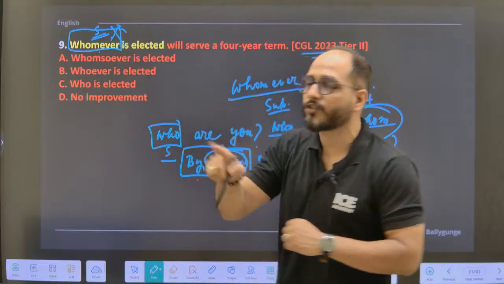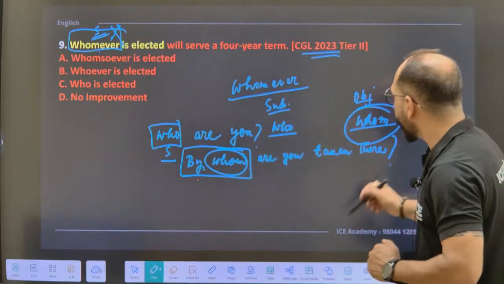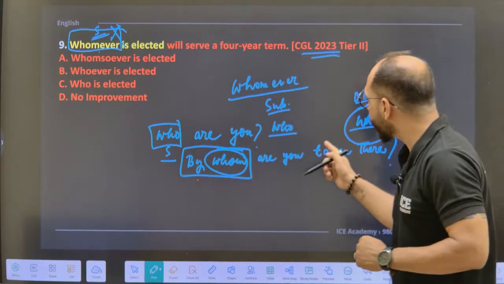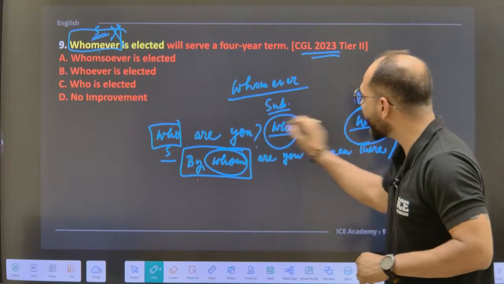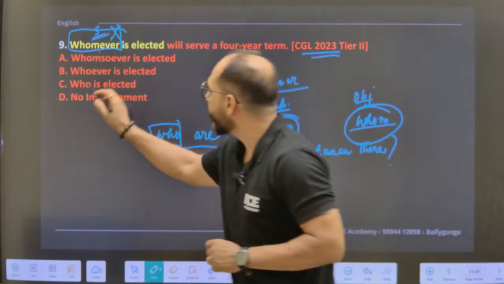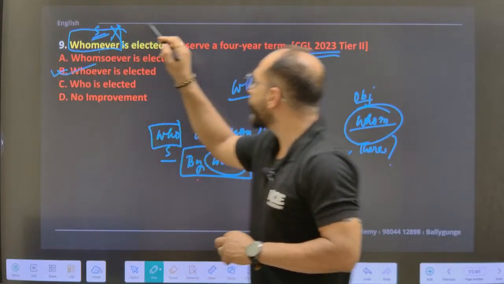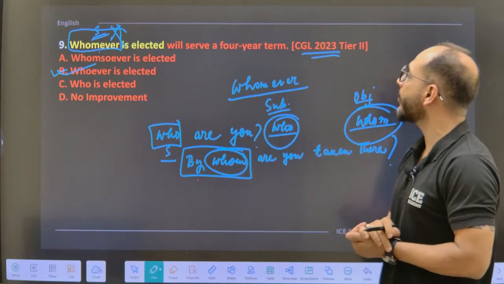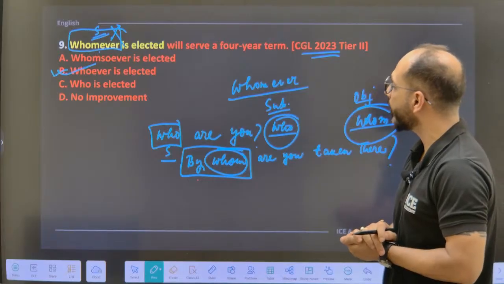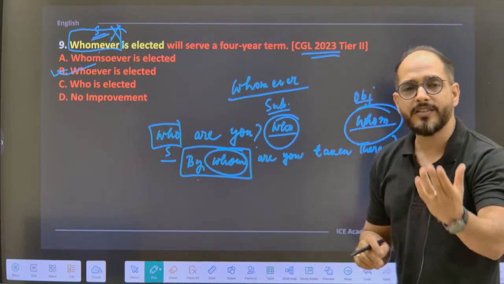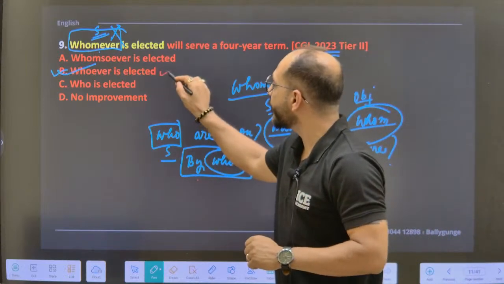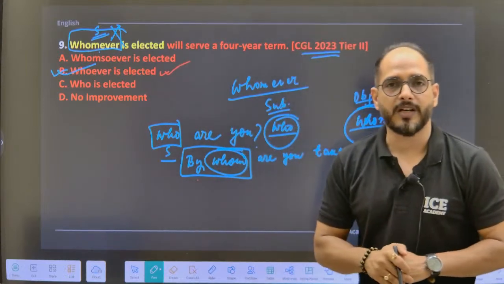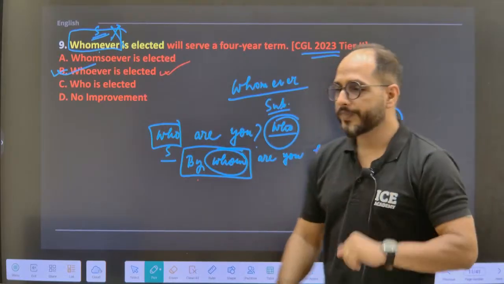That's why you need to change it. এবার তাহলে তোমরা বলো, you guys answer, what should it be replaced with? কি দিয়ে আমরা রিপ্লেস করব এটাকে? Obviously who, that is the subject of a sentence. That means whoever is elected will serve a 4-year term. That means option B is your correct answer. Understood? বোঝা গেছে?